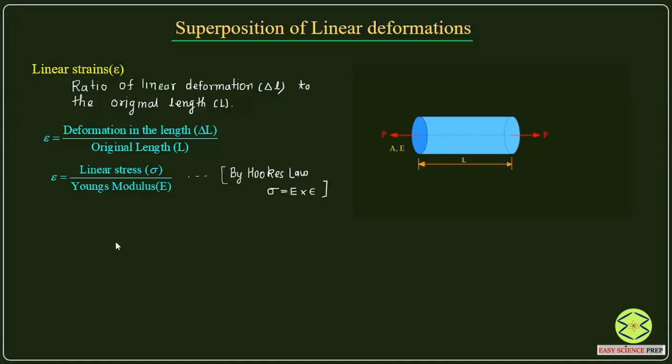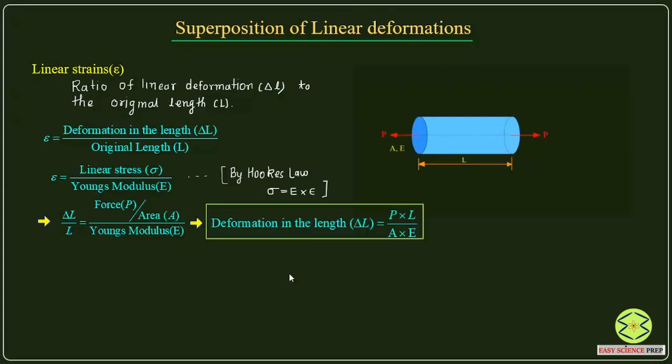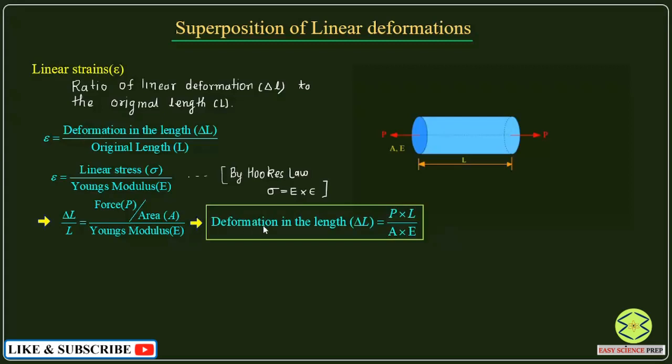Now we can substitute the value of linear strain as delta L by L. So delta L by L, which is the linear strain, equals the linear stress, which is load divided by area, divided by Young's modulus. This will be further simplified, and you will get the expression for delta L, the linear deformation we are looking for. We have got the expression of deformation in the length as load multiplied by length, that is P into L, divided by area of cross section multiplied by Young's modulus. So the deformation in the length is PL by AE.